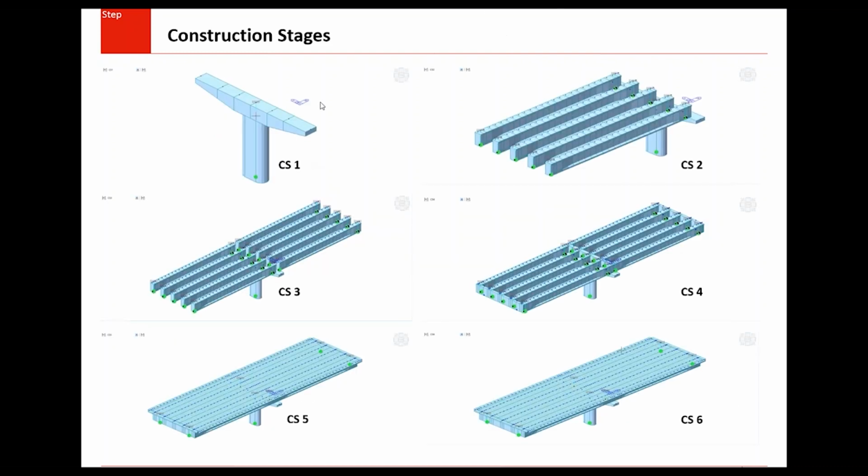So in construction stage 1, the pier and the pier cap will be erected. In construction stage 2, only the girders for the first span will be activated, which will be resting on temporary supports. Then in construction stage 3, the girders for the second span will be activated, which will again be resting on temporary supports. Then in construction stage 4, the diaphragms will be casted, but the bridge will still be resting on temporary supports. And at this stage, the wet concrete load will start acting, which implies that the casting of the slab has begun.